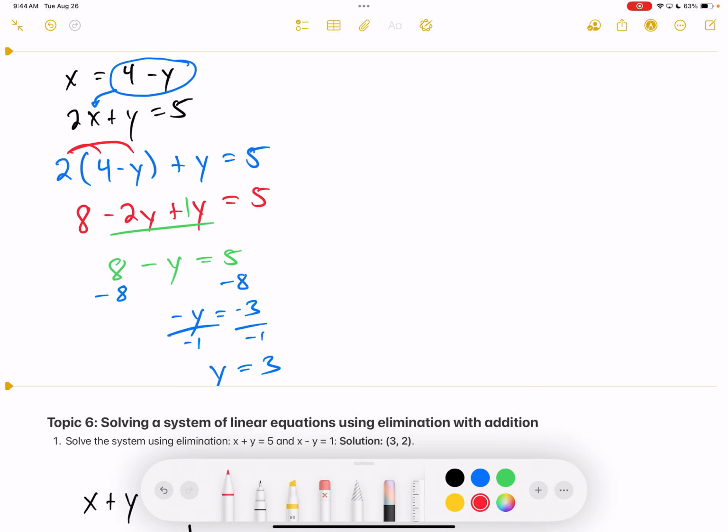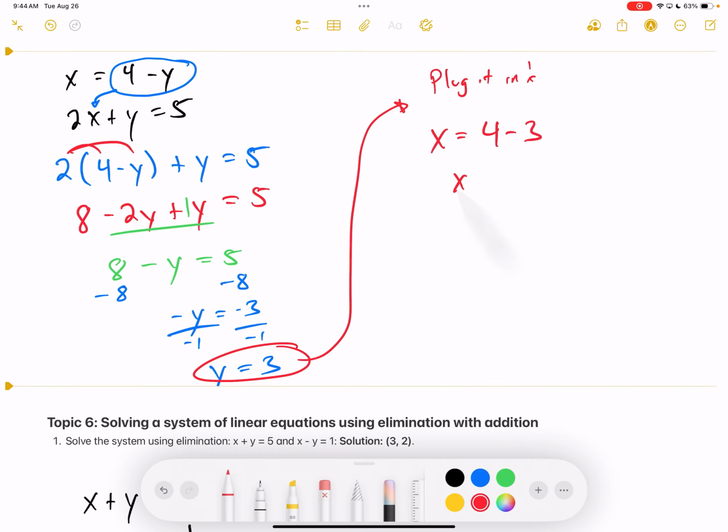And again, once you get one answer, take that and plug it in. I'll plug it into the top one again because it's already solved for x. And I get x equals 1, so these two intersect at the point (1, 3).